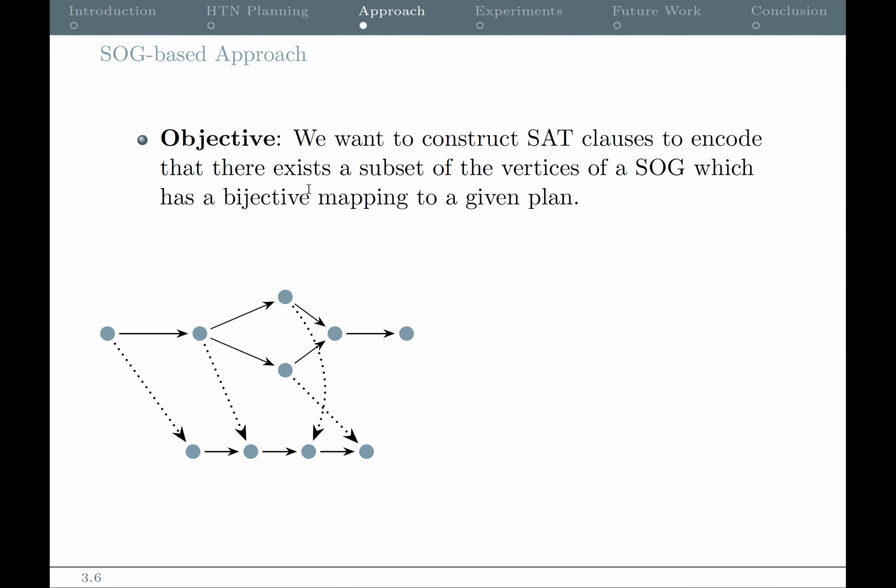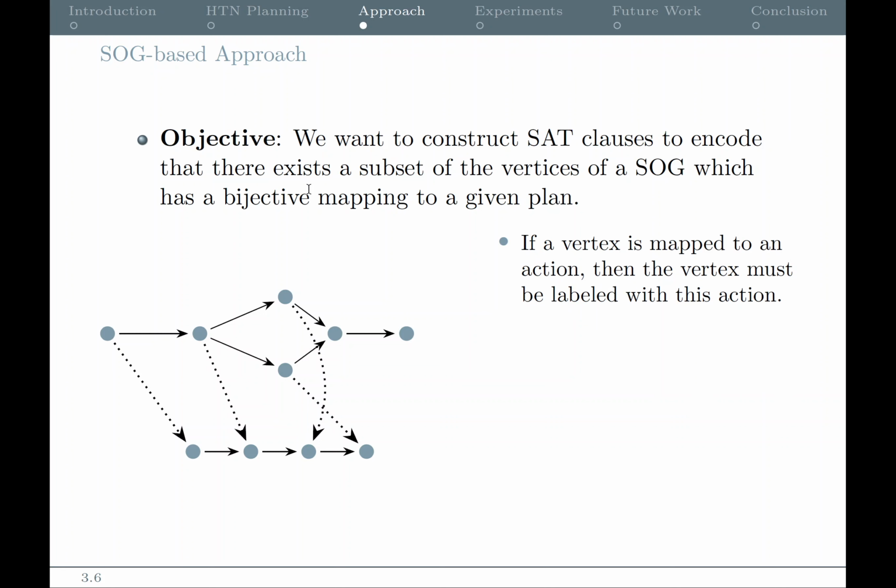Well, the best thing about our new set-based method is that we only need to construct set clauses to encode that there is a subset of the vertices of a solution order graph which has a bijective mapping to a plan that is to be verified. So for this purpose, we need to encode 4 constraints.